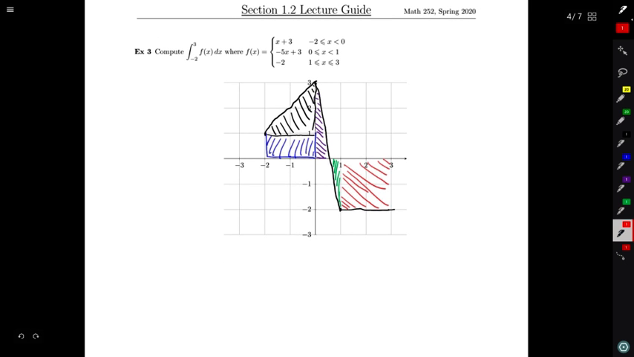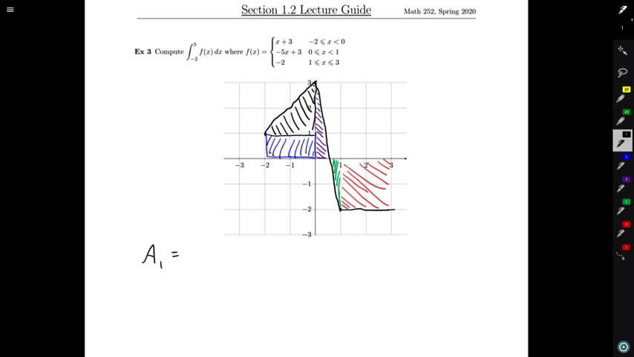Great. So the sums of all of these areas that you see here, where we're counting the green and red areas as negative, is going to be this total integral, since it's the area between the curve and the axis. So we want to start off with these different pieces here. We can call the black area A1.